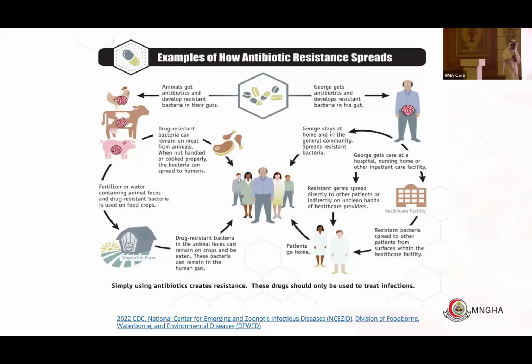This is very important. When animals use antibiotics, they develop resistant organisms again in their gut. If the meat is not cooked well, it will be eaten and again spread the resistance to the community. It could also lead to fertilizer or water contamination from animal feces, which leads to contamination of the crops. Even crops could be contaminated with AMR, which could lead to drug resistant bacteria, and again it will spread to the community.